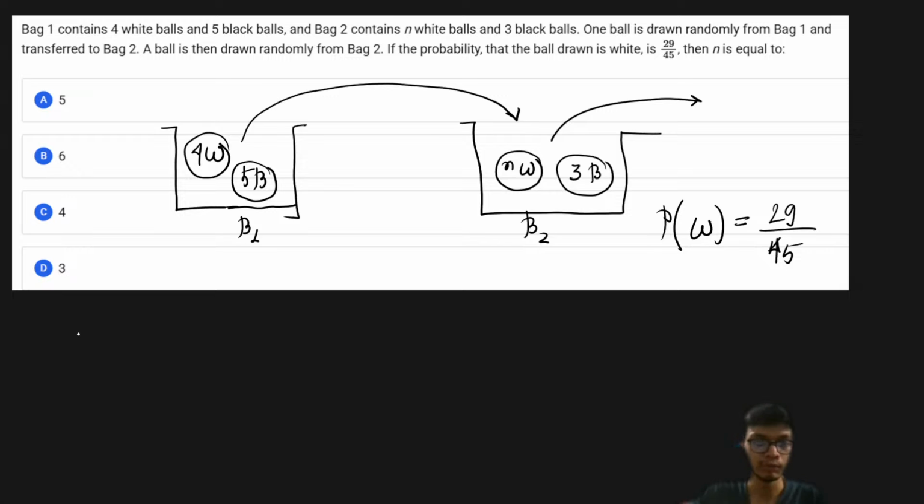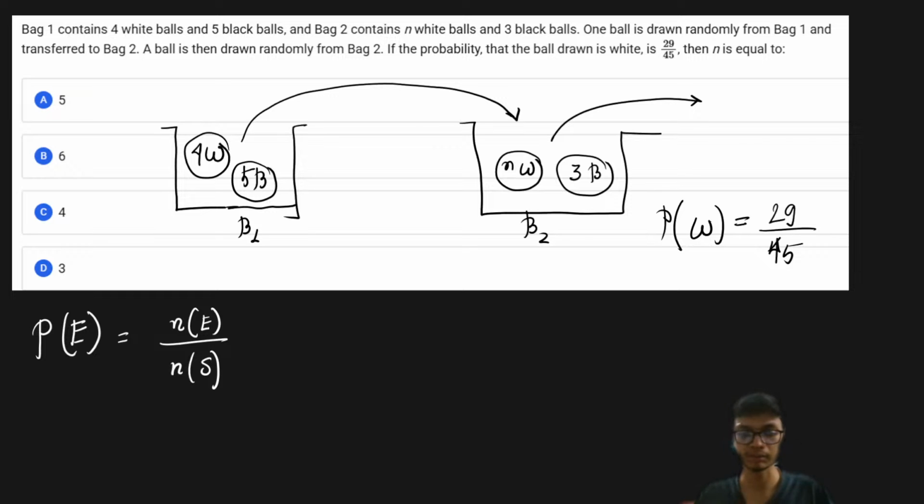Now before we proceed with the chapter, I will tell you some notation. For any event, when we take out the probability, we denote the probability as P of E, that is, the probability of a given event E. That is given as the number of favorable outcomes for the event E divided by the number of outcomes in the total sample space, right? That is the simple definition of probability.